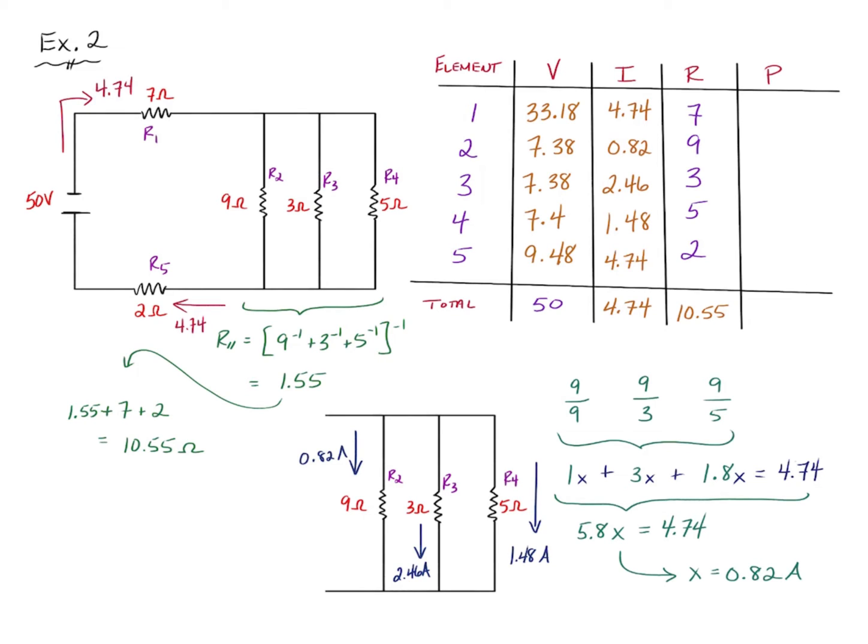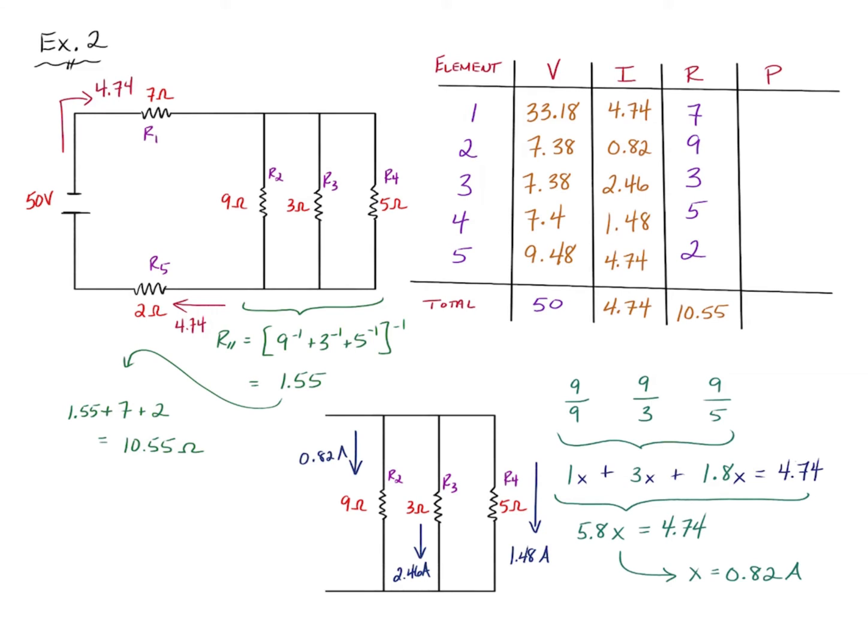Once again, if you notice, resistors 2, 3, and 4, aside from some slight rounding differences, all come out to about 7.4 volts, which makes sense because parallel resistors all experience the same voltage. So it lines up with the concepts we know are true, which tells us we're probably on the right track.